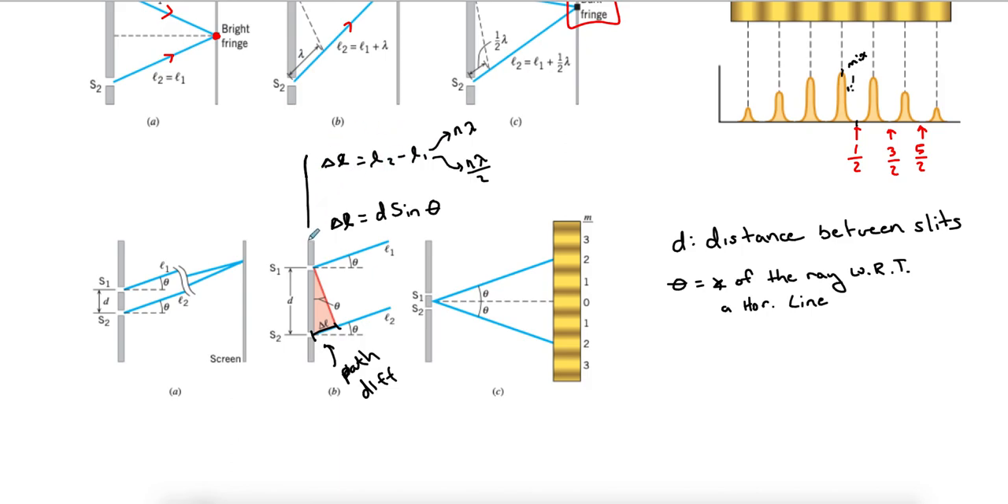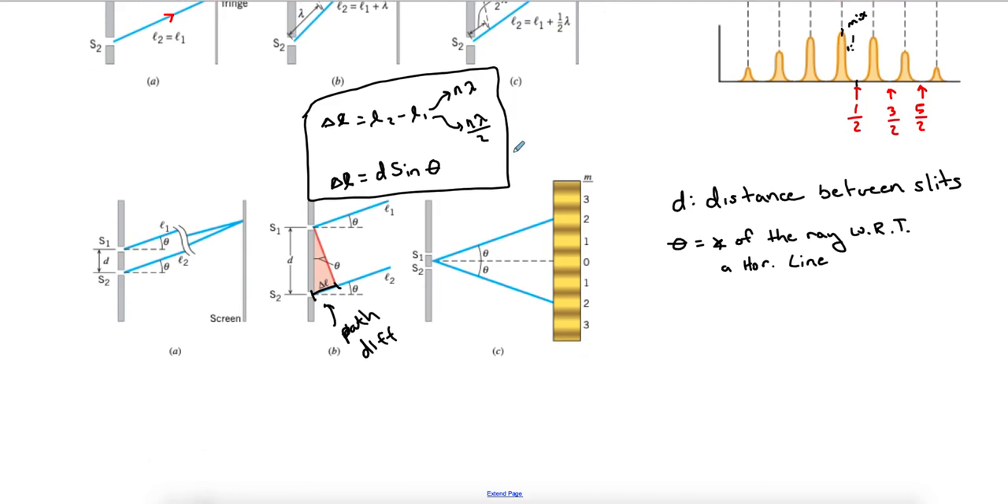We can combine these two now into one equation. And the way that equation is normally written, and the way I believe it's written in your reference table, is d sine theta is equal to m lambda.